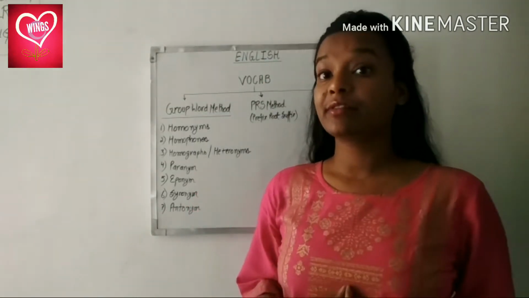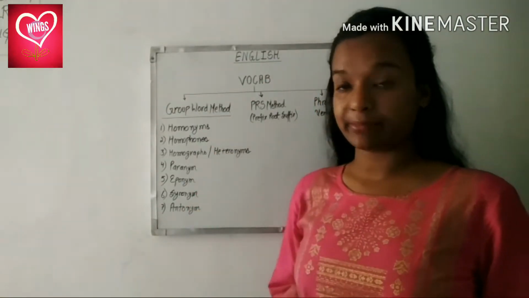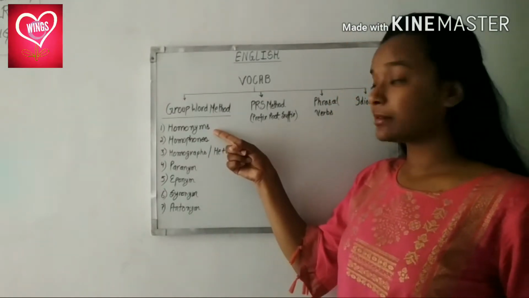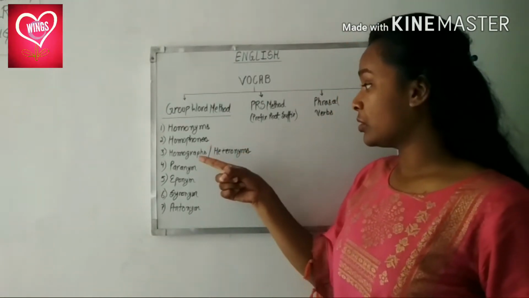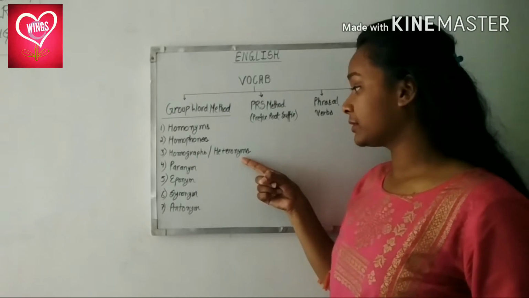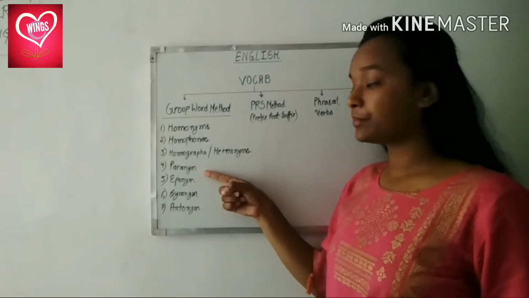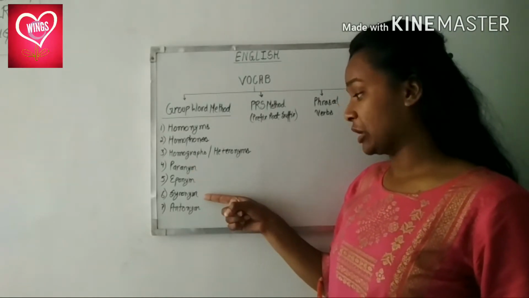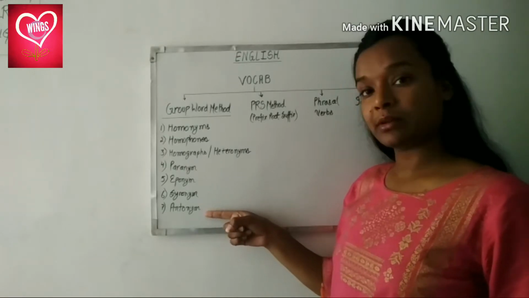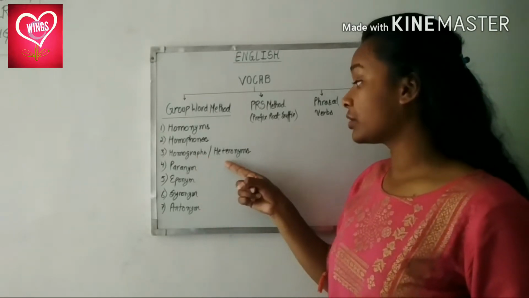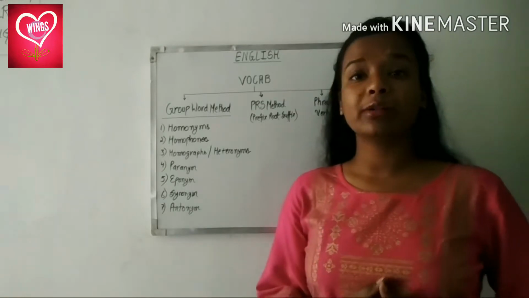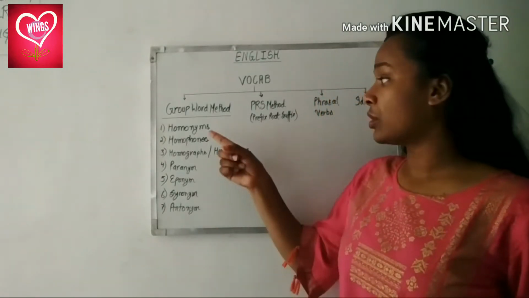The group word method further includes types: homonyms, homophones, homographs, heteronyms, paronyms, eponyms, synonyms, and antonyms. Homographs are also called heteronyms. So now let's first come to homonyms.